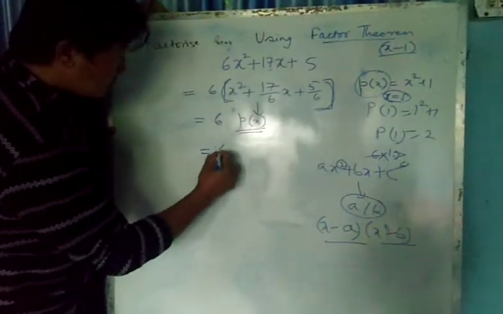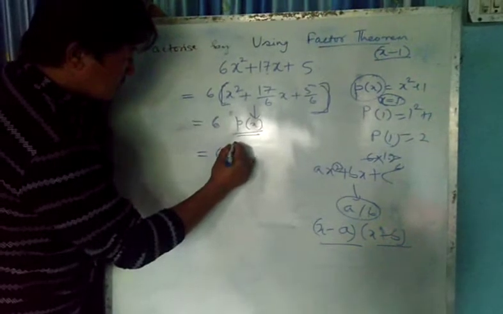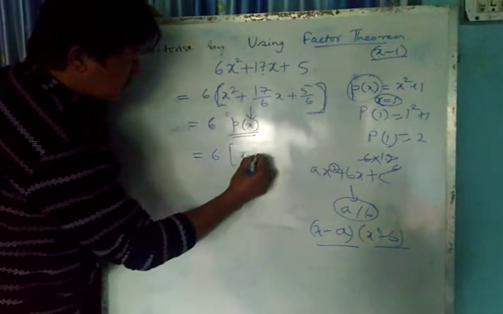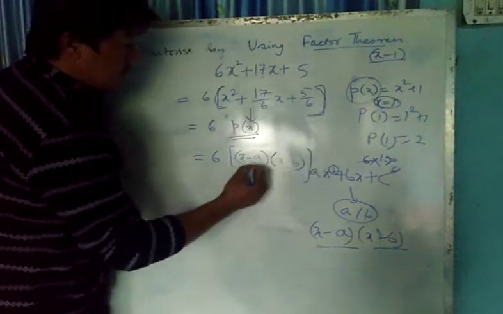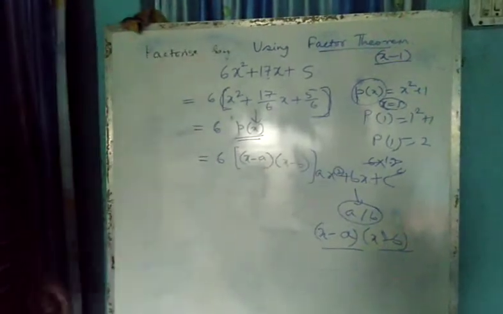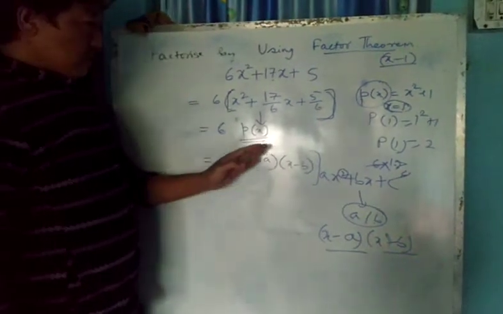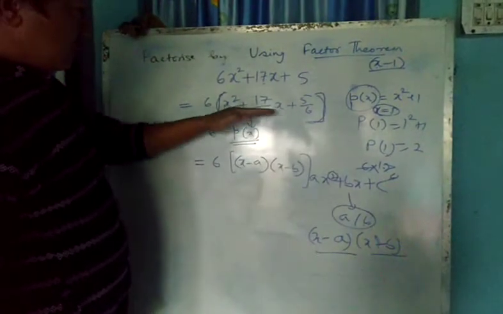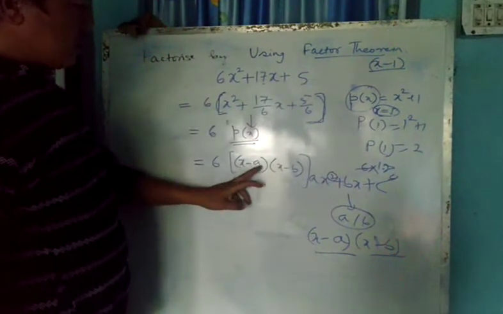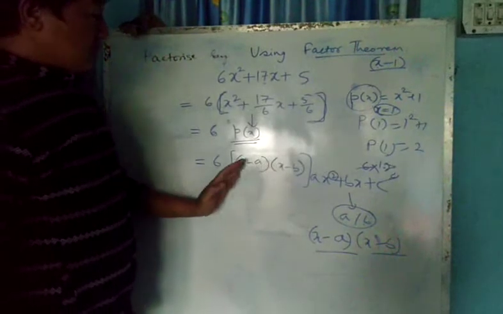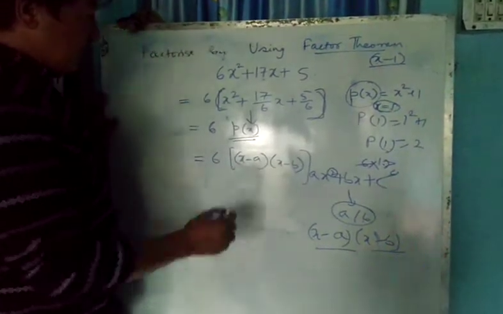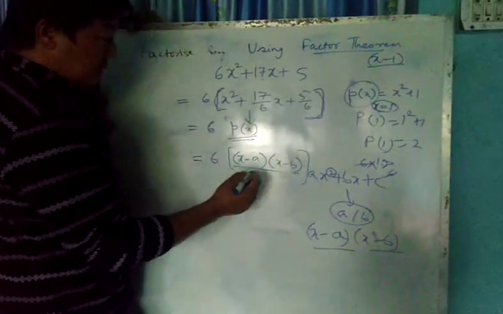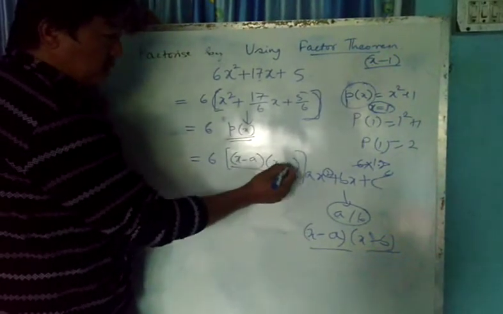So we have two factors. So let us write 6 into x minus a and x minus b. So what are a and b? A and b are the zeros of the quadratic polynomial, and the corresponding factors are x minus a and x minus b. Now if you multiply it, ultimately you will be multiplying the last ones, a and b.